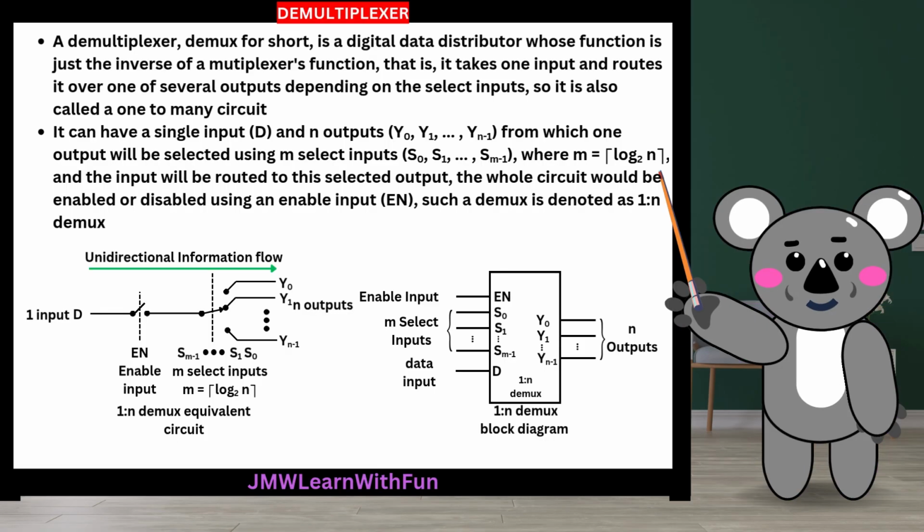A demultiplexer, demux for short, is a digital data distributor, whose function is just the inverse of a multiplexer's function. That is, it takes one input and routes it over one of several outputs depending on the select inputs, so it is also called a one-to-many circuit.